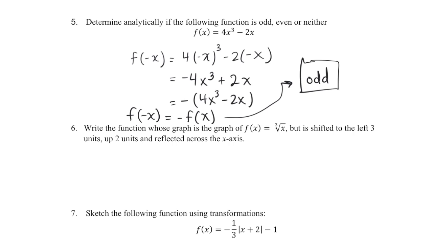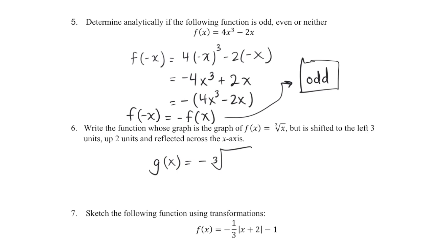Okay, for question 6, we need to write the equation of a function that has these transformations. The parent function is cube root of x. I'm just going to use a new name here, g of x. So this one's going to be reflected across the x-axis, meaning it's flipping up or down. That's a vertical reflection, so that needs to occur outside of the function.